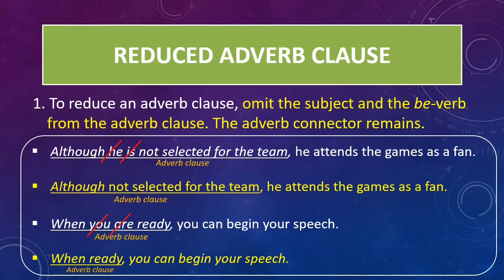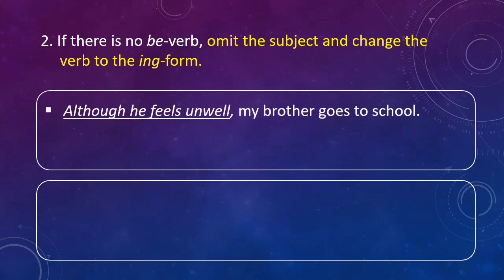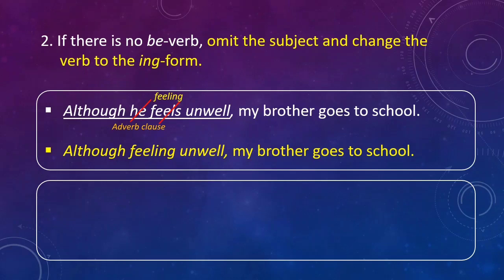The second one, if there is no be verb or to be in the adverb clause, we can omit the subject and change the verb into the ing form. For example, although he feels unwell, my brother goes to school. In this sentence, the adverb clause, although he feels unwell, can be reduced by omitting the subject he and change the verb feels into ing form feeling. So, the sentence will be, although feeling unwell, my brother goes to school.